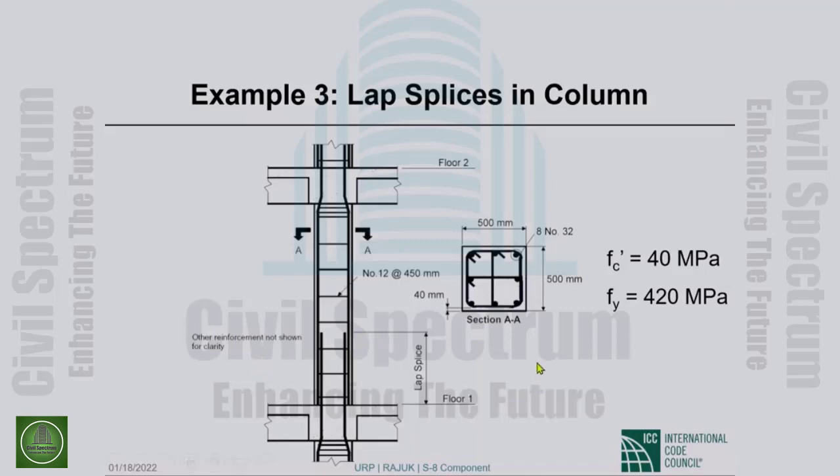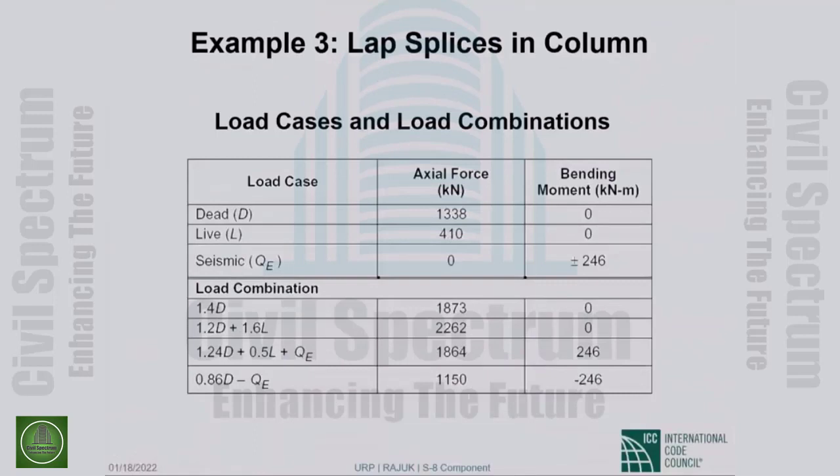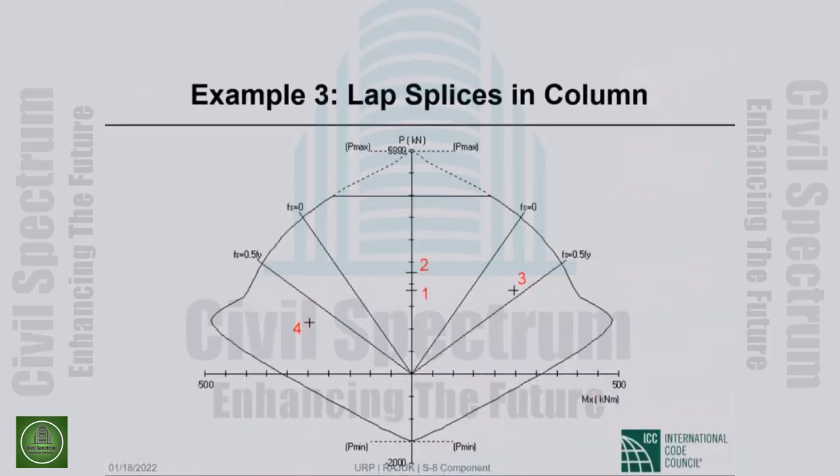In this particular problem, there are dead loads, live loads, and seismic loads. Those are the applicable load combinations: 1.4 dead, 1.2 dead plus 1.6 live, then the additive seismic load combination and the counteractive seismic load combination. So from the different load combinations, we have these combinations of P sub U and M sub U: P sub U of 18.73 with no bending moment, P sub U of 22.62 with no bending moment, P sub U of 18.64 coupled with a bending moment of 246, and 11.50 coupled with a bending moment of 246.